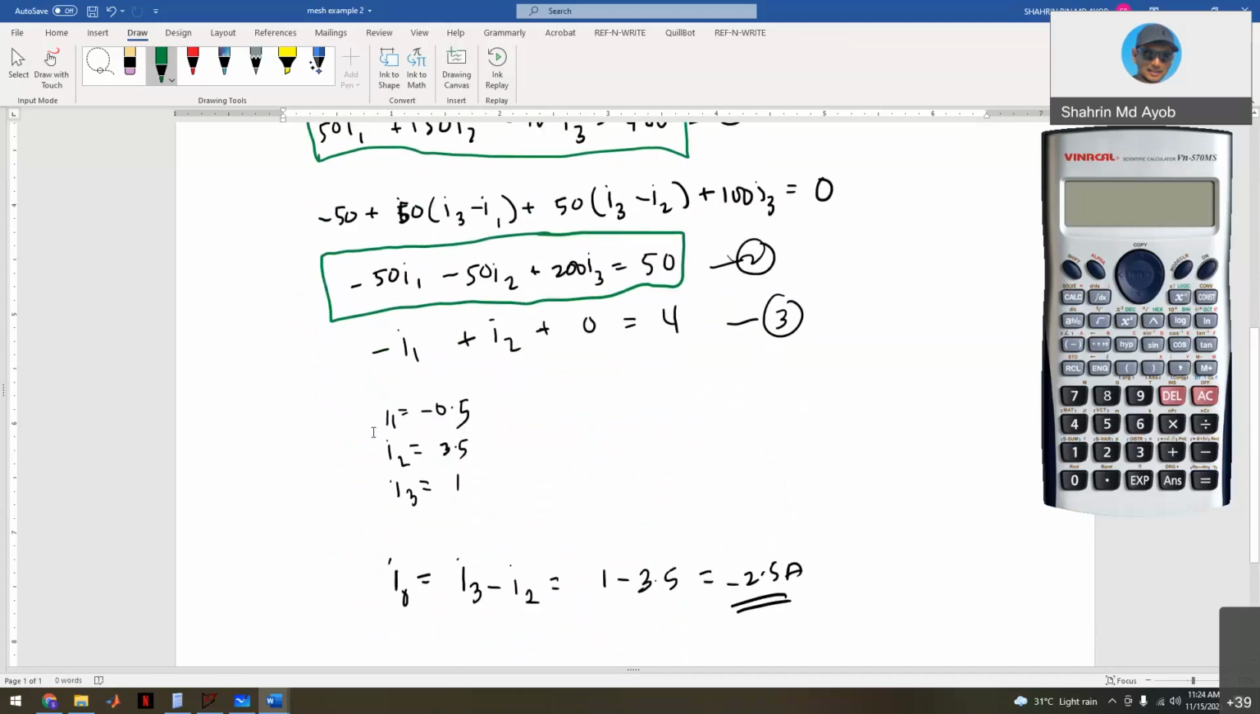Then after that, I will obtain like this. But as you can see, the values are the same, but the direction of the current is actually opposite, because we assume clockwise. Okay.